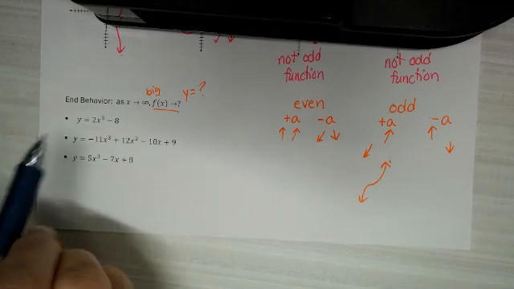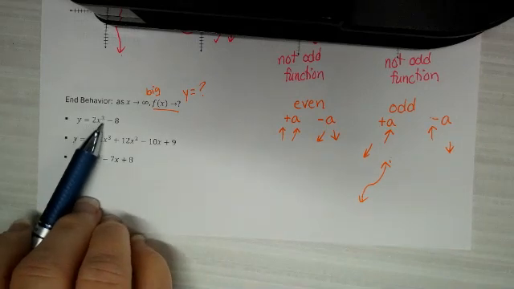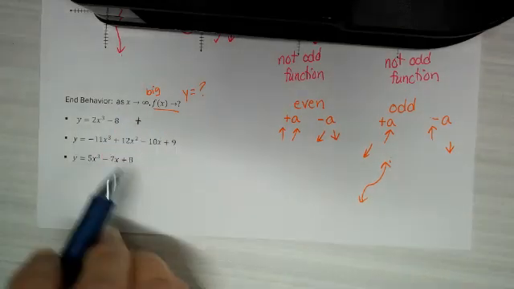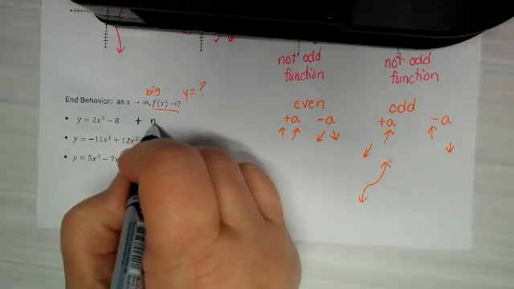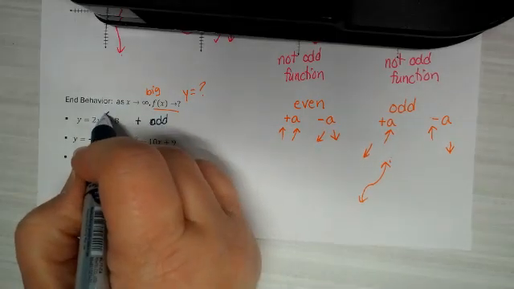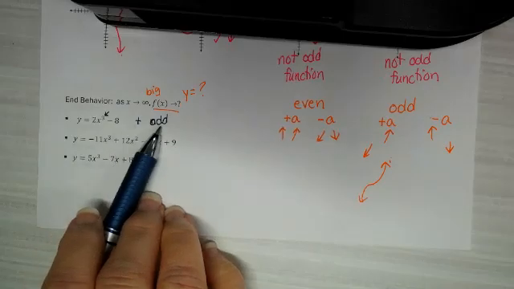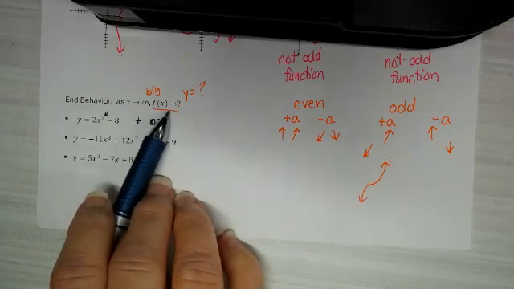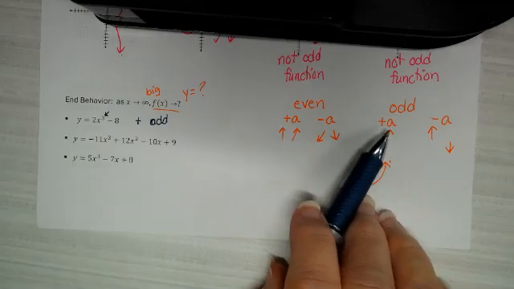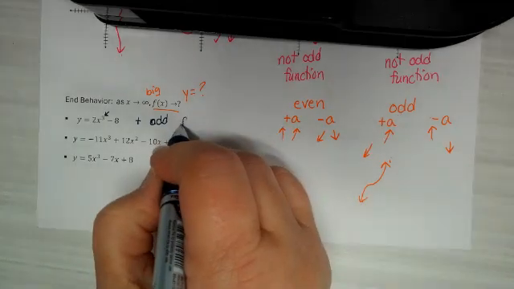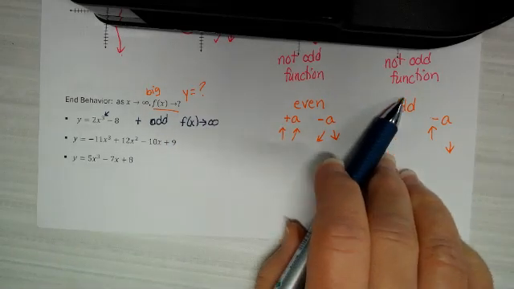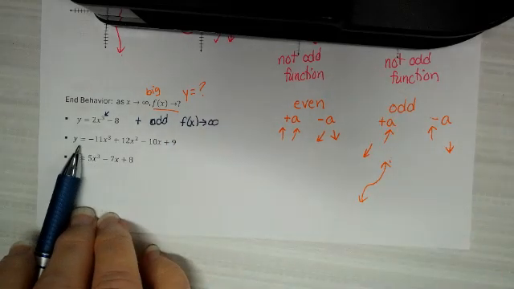Let's take a look. The first one says y equals 2x to the third minus 8. The 2 is positive. The degree is an odd number. So the degree, the highest exponent, is odd. So it's a positive odd. So what is happening as x approaches infinity? Well, if it's an odd with a positive a value, f of x is approaching infinity because it's getting bigger and bigger and bigger.